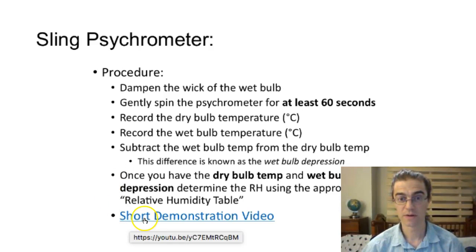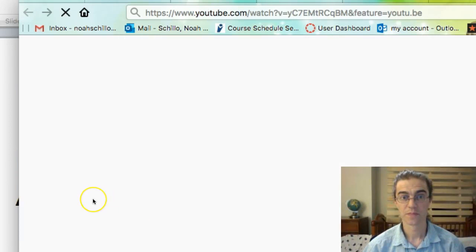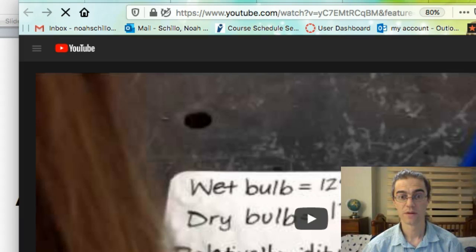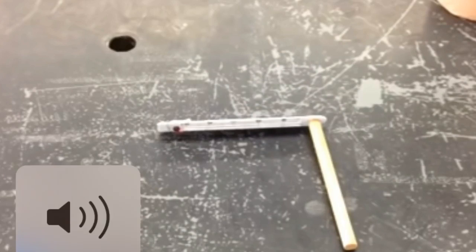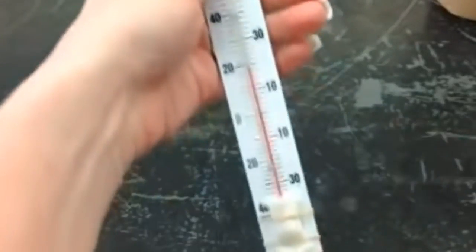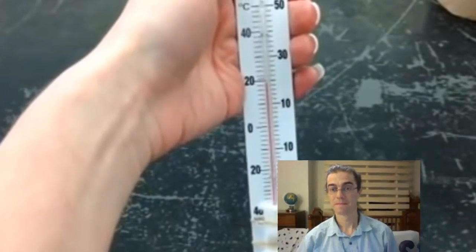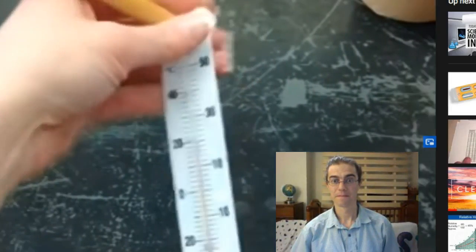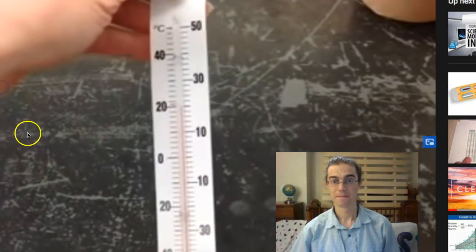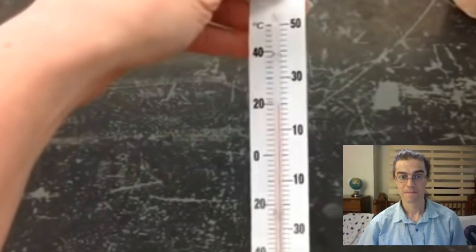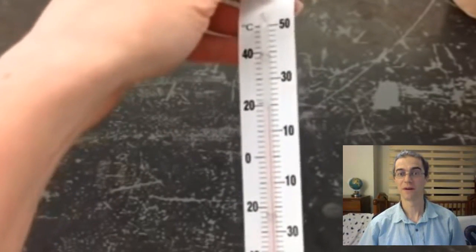And let's see if our text serves us well here in coming up with this. A sling psychrometer is made of two separate thermometers. One that is known as the wet bulb. The wet bulb will have the stars on the bottom of the thermometer, and the other side is known as the dry bulb.